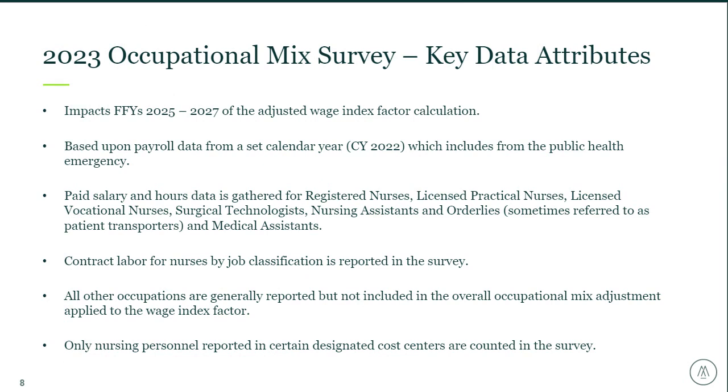The data is based upon payroll data for an entire calendar year. The 2022 survey is based upon calendar year 2022, which runs from January 1st through December 31st, 2022, and the payroll periods ending between these dates. The data is not an accrual basis, but rather a cash basis, and the pay period begin and end dates are important. It is based upon paid salary and hours for specific types of job categories. This includes RNs, LPNs, LVNs, surgical techs, nursing assistants, and orderlies. These are sometimes called patient transporters, and the final one, medical assistants.